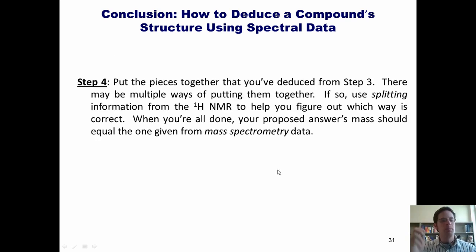Step 4, put the pieces together that you've figured out from steps 1 through 3. Now, there may be multiple ways of putting them together. If so, then you use the splitting information to help figure out which way is correct. If there aren't multiple ways of putting those pieces together, then you really don't have to care about splitting, frankly. When you're all done, your proposed answer's mass should equal the one deduced from mass spectrometry data. Now, I should tell you, this step is the one that I personally like to call playing with Legos. You'll see why.